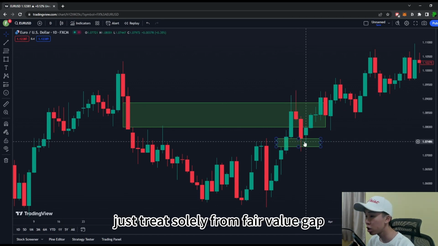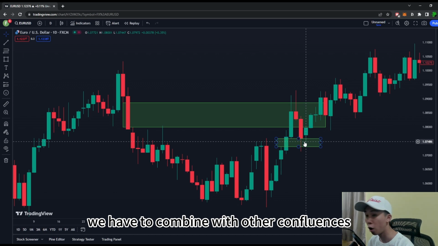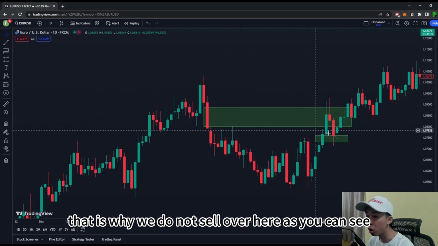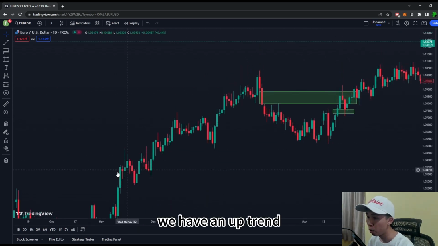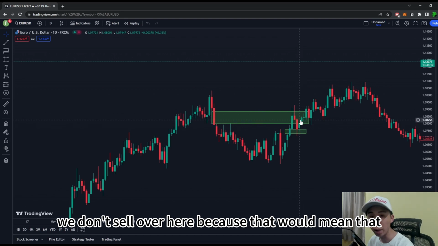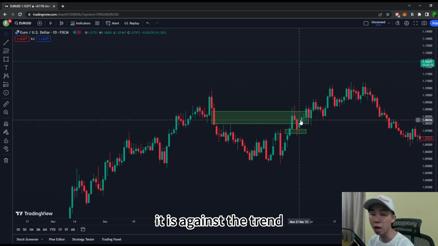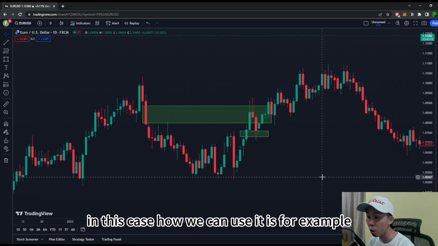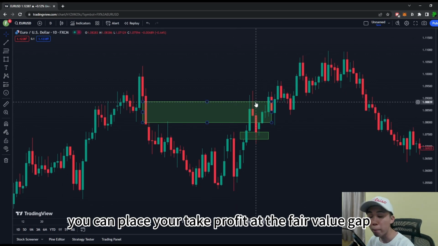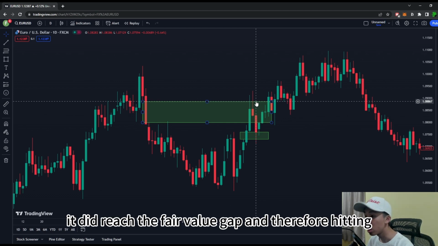Of course, we cannot just trade solely from fair value gap. We have to combine it with other confluences. For example, if it's an uptrend, that is why we do not sell over here. As you can see, we have an uptrend. This is a bearish fair value gap. We don't sell over here because that would mean it is against the trend. In this case, how we can use it is, for example, if you take a buy over here, you can place your take profit at the fair value gap, and look what happened. It did reach the fair value gap and therefore hit your take profit.